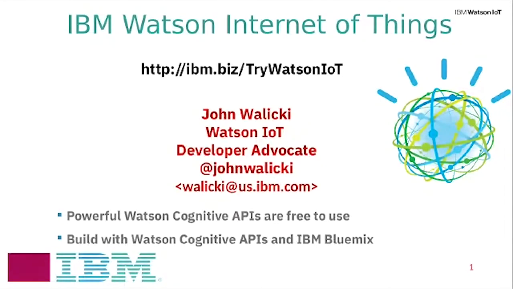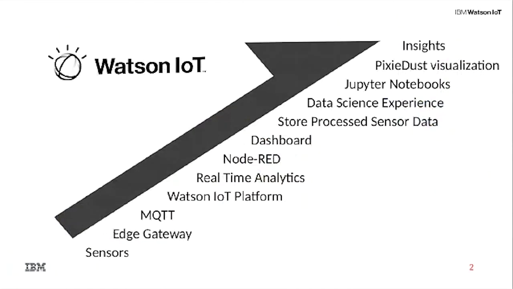So quick introduction again, John Walicki, and I'm a Watson Internet of Things developer advocate. Here's how to find me on Twitter. We're going to talk about the Watson Cognitive APIs and Watson IoT. And then really why we're here today is to gain insights from sensors down at the bottom. We're going to build from starting in the lower left corner all the way up to insights. And we're going to go through a whole variety of steps.